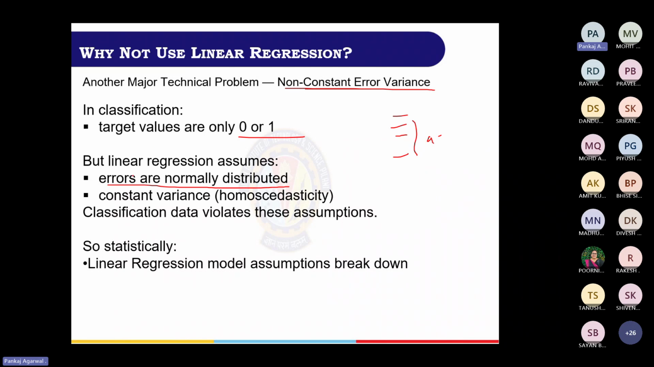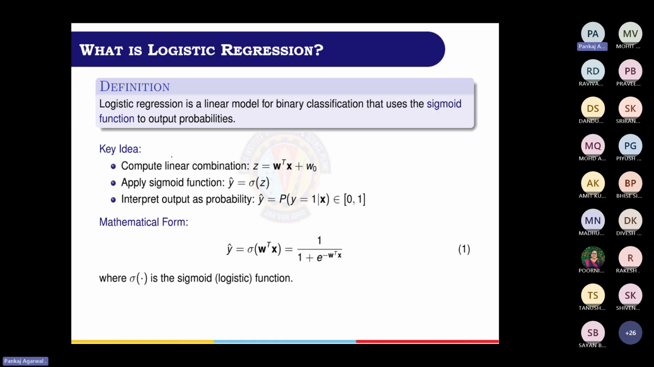But in regression, as I told you previously also, the errors are normally distributed, because the bigger errors on the boundary conditions are rare, and small errors always accumulate into a particular, normal region. So classification data violates these assumptions of constant variance. So obviously the fitment is not possible, or the linear regression approach may not be good enough. So the linear regression model's assumptions break down, right?